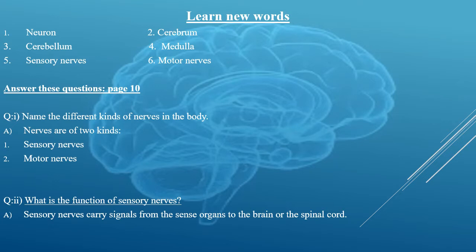Now we come to the question and answers of page number 10. Question number 1 is name the different kinds of nerves in the body. And the answer is nerves are of two kinds. Number 1, sensory nerves, and number 2, motor nerves. Question number 2 is what is the function of sensory nerves? The answer is sensory nerves carry signals from the sense organ to the brain or the spinal cord.